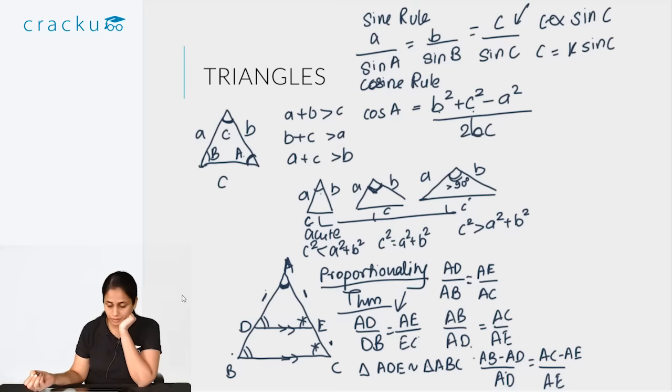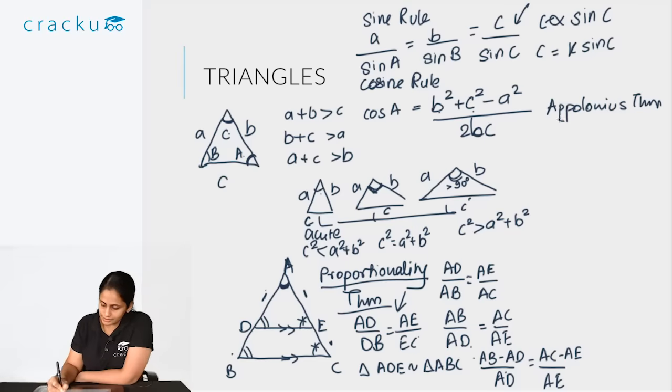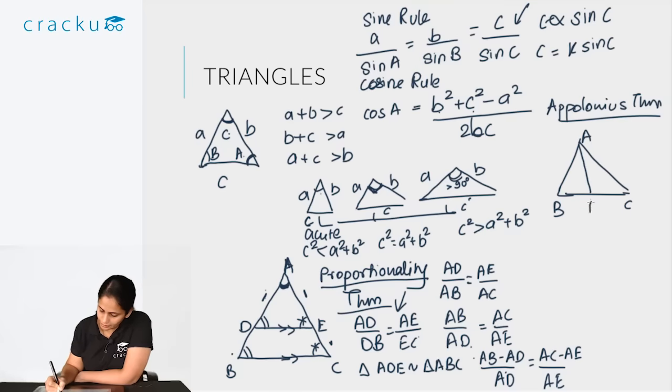So what does the Apollonius theorem say? It says that in a triangle ABC, if AD is a median, that means BD is equal to DC, then AB square plus AC square is equal to 2 times AD square plus BD square.